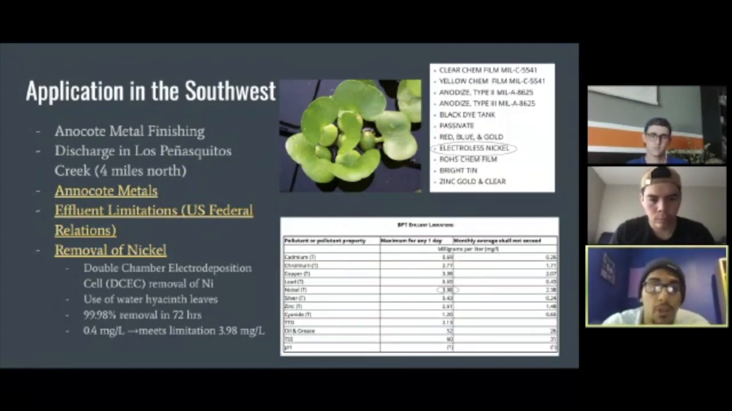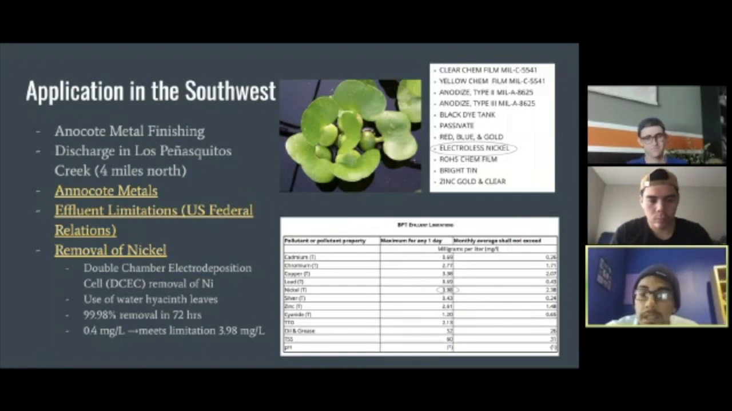Once the wastewater was in this double chamber, the metal ions would be attracted towards the cathode surface in the chamber. Within 72 hours, all of the metal ions would have been attached to the cathode. So 99.98% of the nickel was removed. These statistics are good because the limit for the amount of nickel you could have in your water is only 3.98 milligrams per liter, and they had 0.4 milligrams per liter, which met the standard.